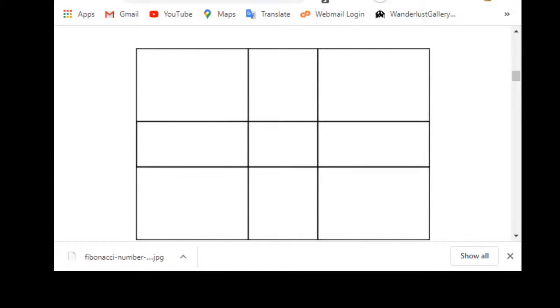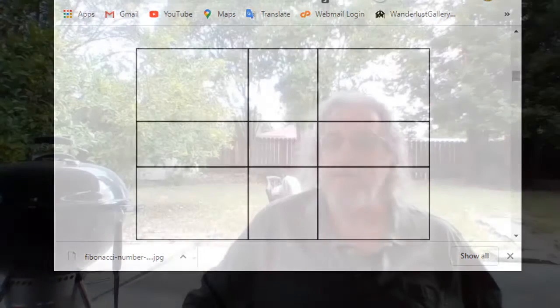It's very interesting because if you pay attention to the things that your eyes are drawn to, the things that you find pleasing in art, okay, you will find that when you look at them more closely, many of them are going to be in the golden ratio.